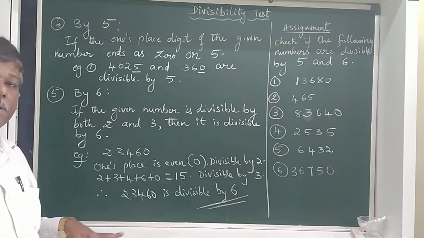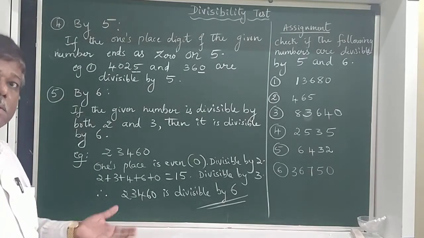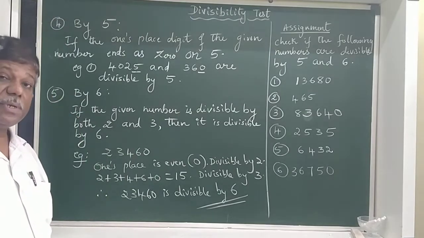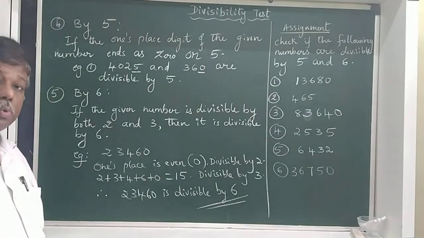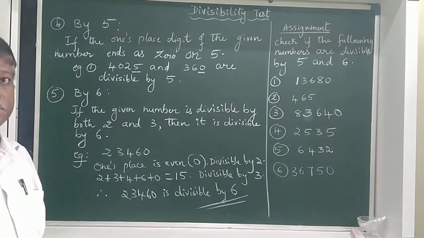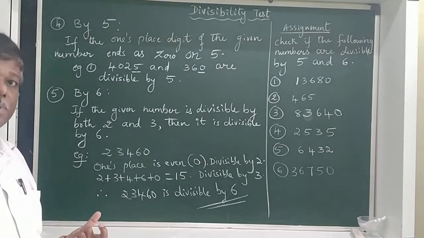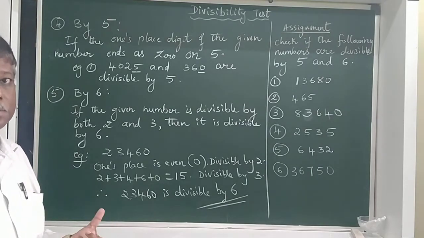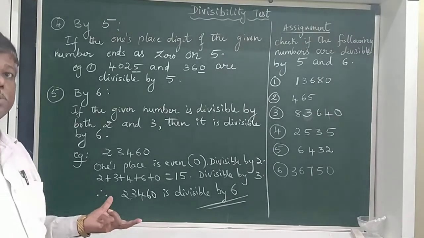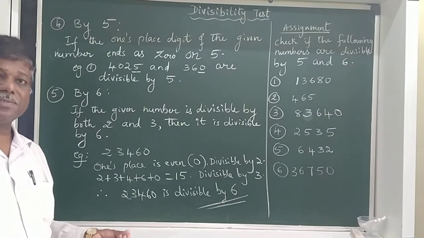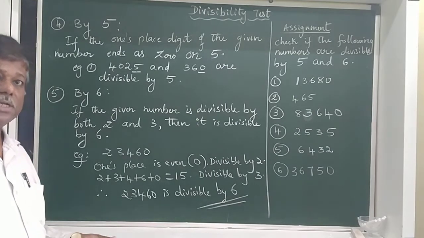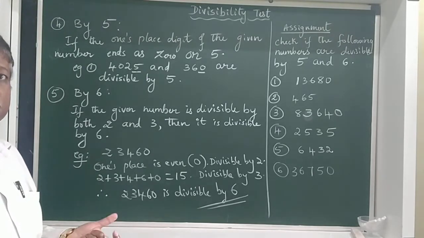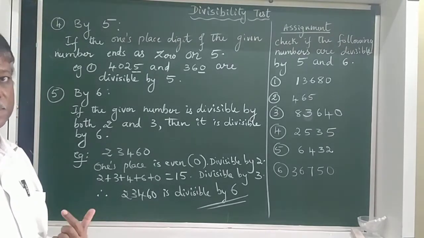Next is divisibility test by 6. So how can we find out whether a given number is divisible by 6? If a number is to be divisible by 6, it should be divisible by 2 as well as by 3. That is, both the tests of divisibility by 2 and 3 should be complied with. If the number is divisible by 2 and the number is divisible by 3, then only the number is divisible by 6.